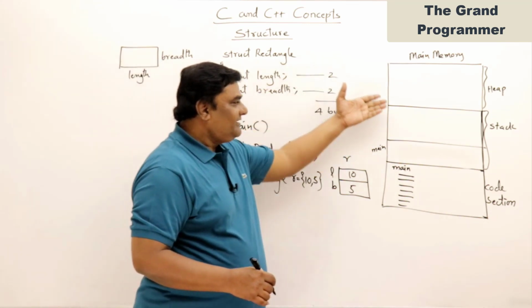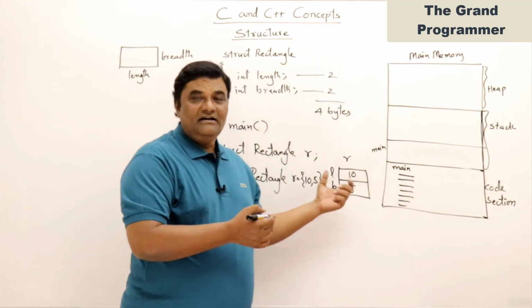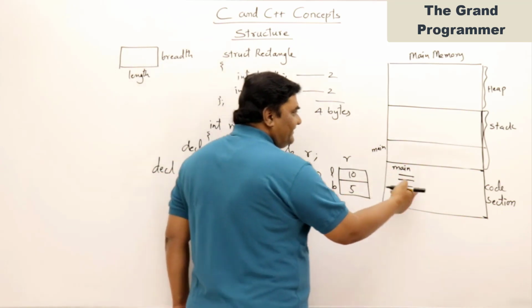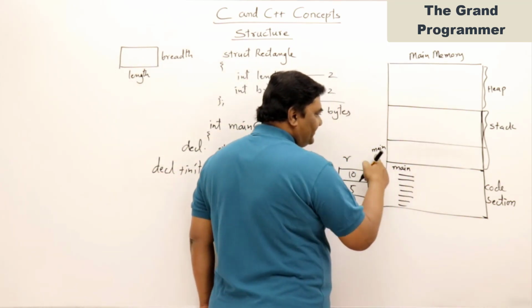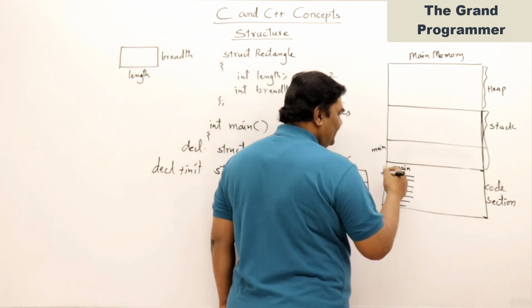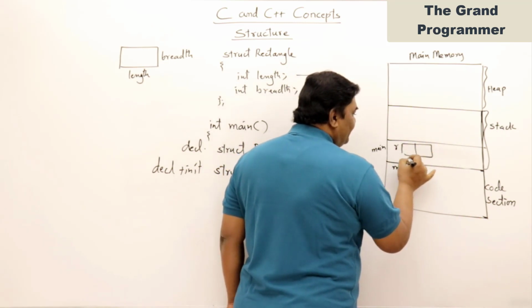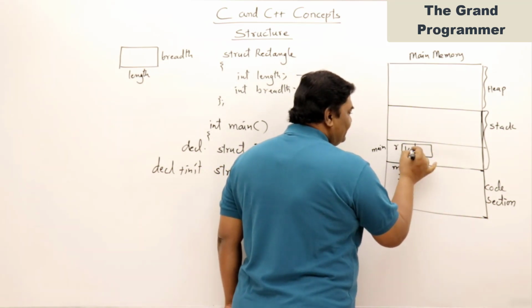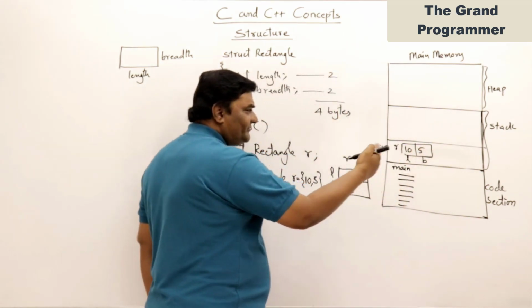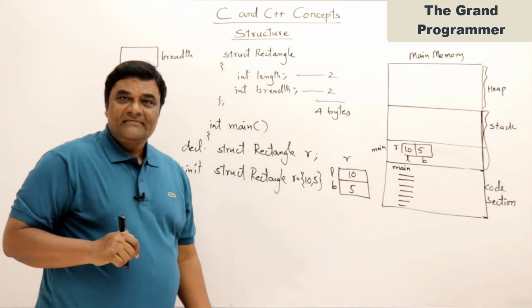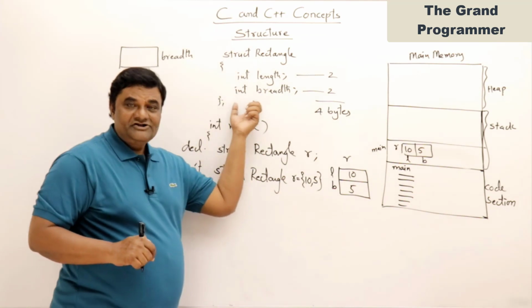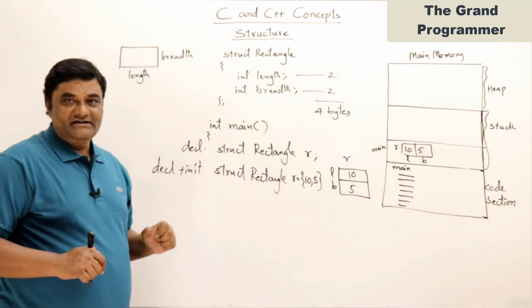Then inside the main memory, if you want to see where this R is created, it is created inside the stack frame of the main function. So R will have length and breadth. This is length and breadth, and this is 10 and 5. So I'm showing them side by side. So we have learned definition, declaration and initialization.